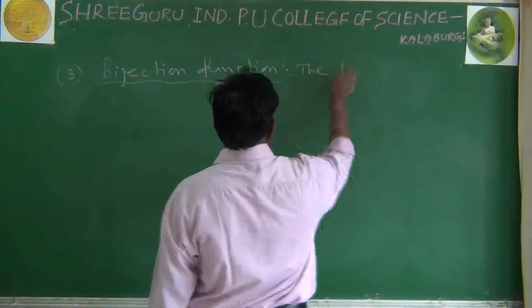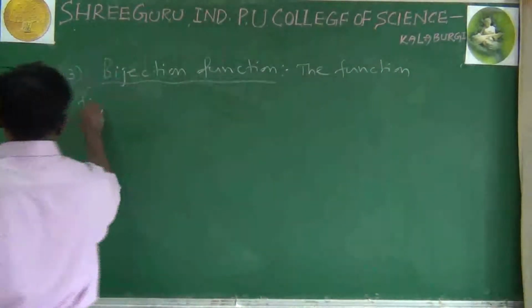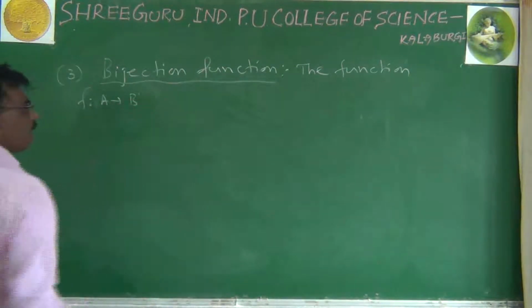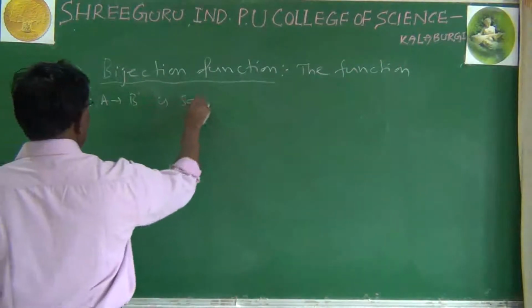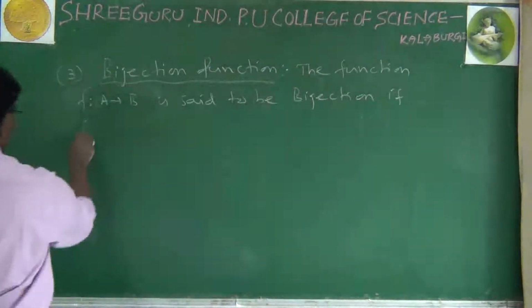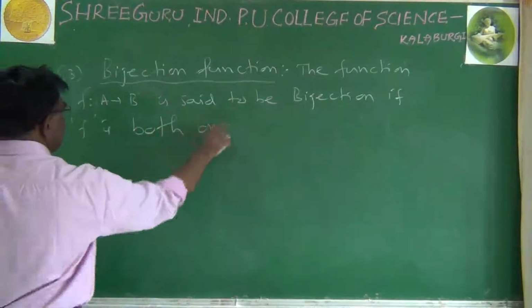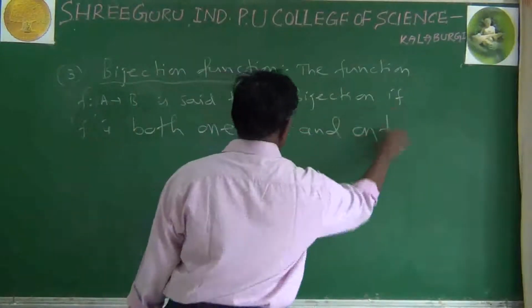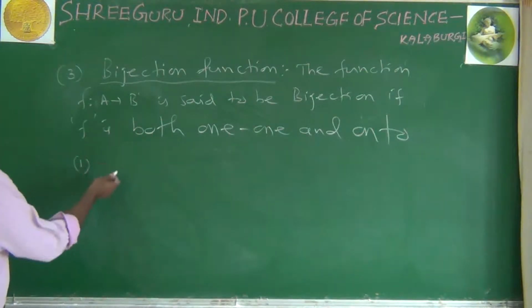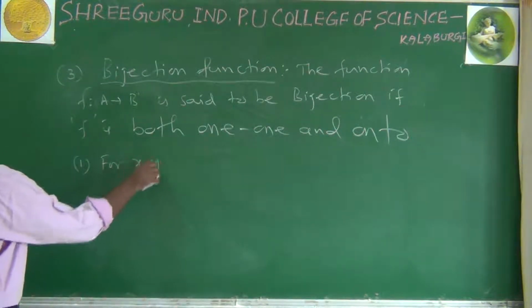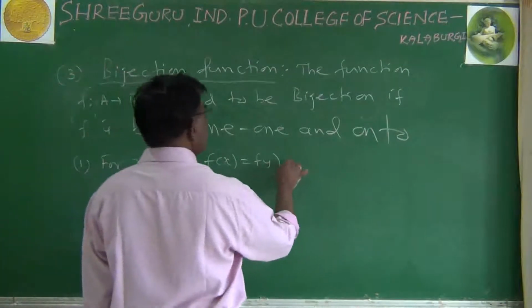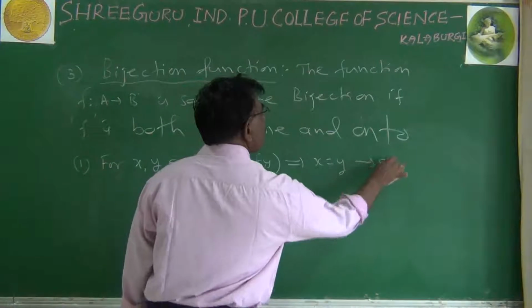What is the definition? The function f from R to R, or even from A to B, is said to be a bijection if f is both one-one and onto. So what is one-one? For x, y belongs to A, f of x equals f of y implies x equals y. This is one-one.